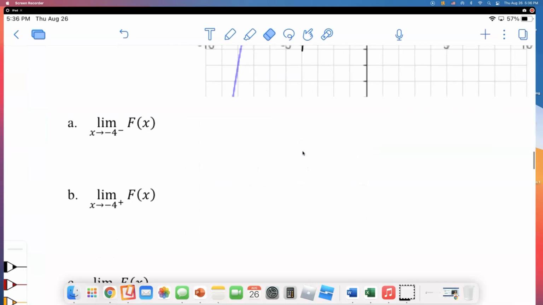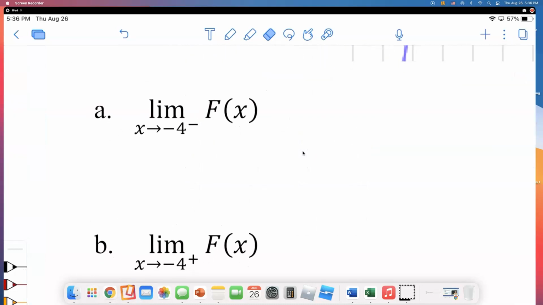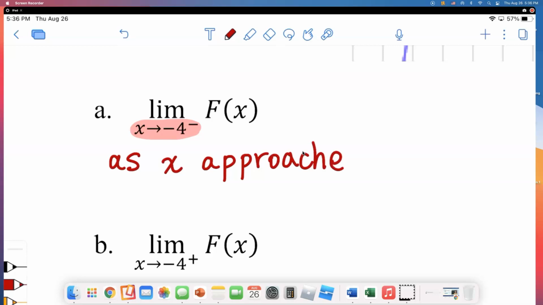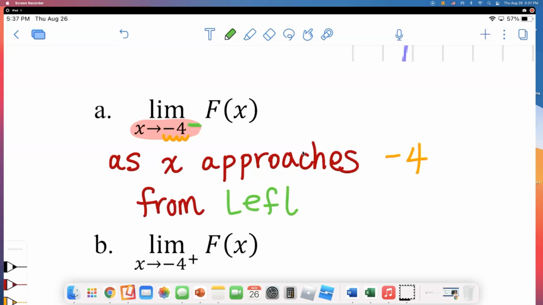So here's the first one. I have the limit of f of x as x approaches. Now this red part is important. This is telling us what to read, where to go. So this is asking us as x approaches what number? -4. As x approaches -4 from what? From the left. That minus sign right there means we're approaching -4 from its left.